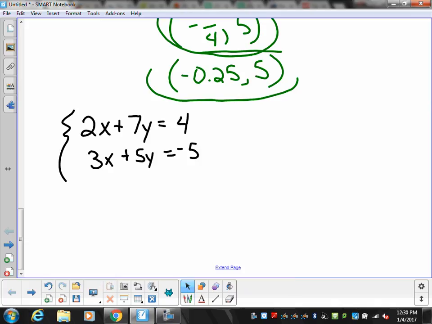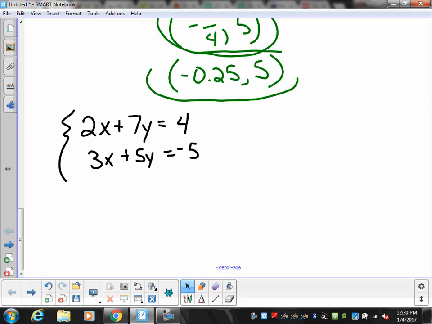Alright, so here's the next problem, and probably the last one we will do today. 2x plus 7y equals 4, and 3x plus 5y equals -5. And we want to solve this using elimination. Okay? But there's a problem I have here.